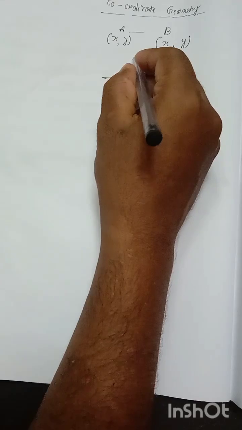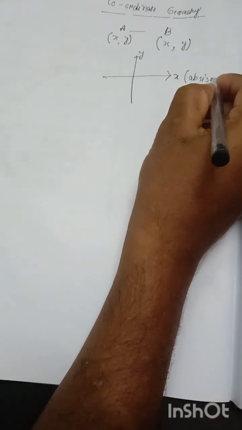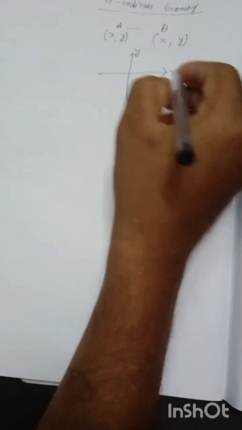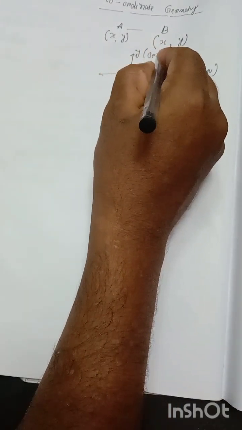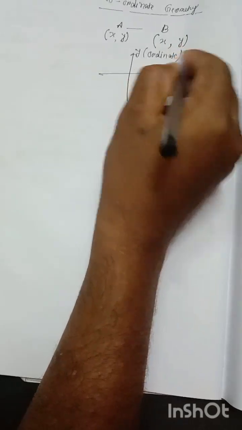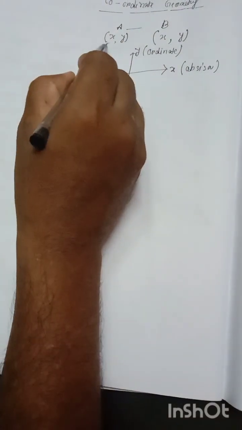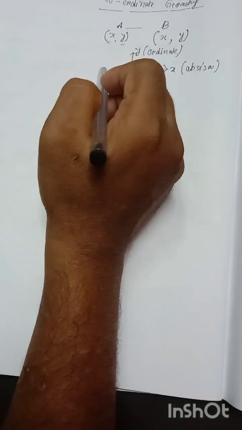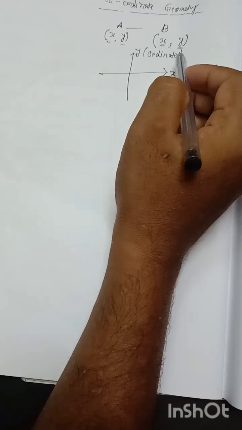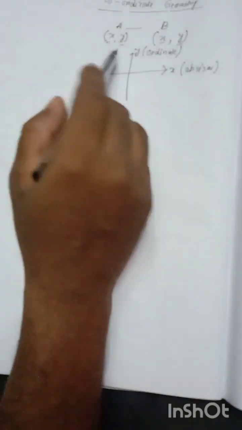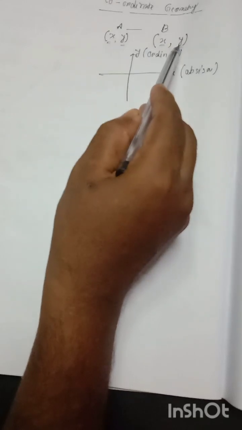So the x-axis is called the abscissa and the y-axis is called the ordinate. This means the point A has one abscissa and one ordinate. Similarly, the point B also has one abscissa and one ordinate. Right now the two points look the same: it is x and this is y, and similarly this one x, this is y.